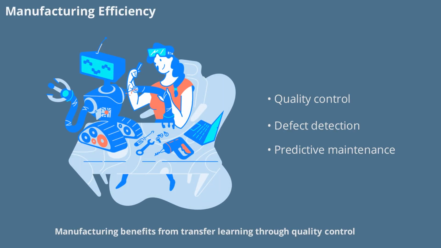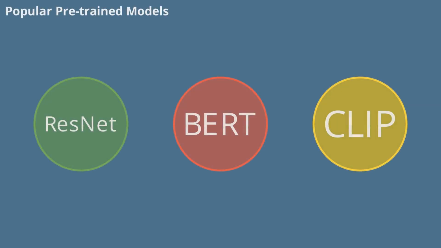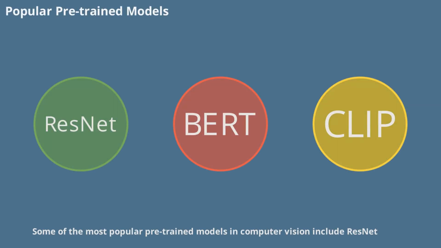Manufacturing benefits from transfer learning through quality control, defect detection, predictive maintenance, and supply chain optimization. By fine-tuning models on specific manufacturing data, companies can automate inspections, predict equipment failures, and streamline processes, leading to higher efficiency and reduced costs. Some of the most popular pre-trained models in computer vision include ResNet, EfficientNet, VGG, and MobileNet.